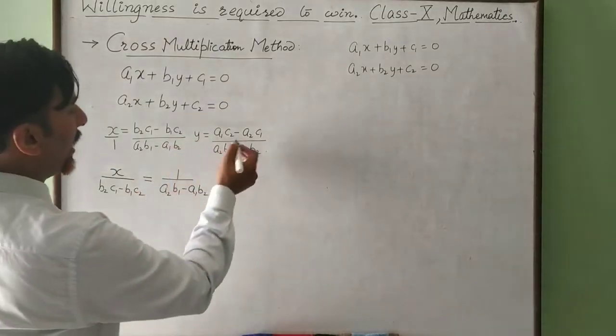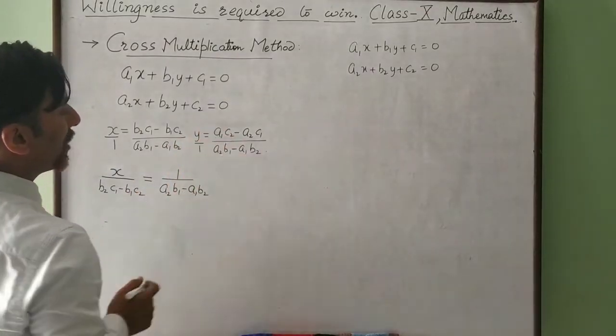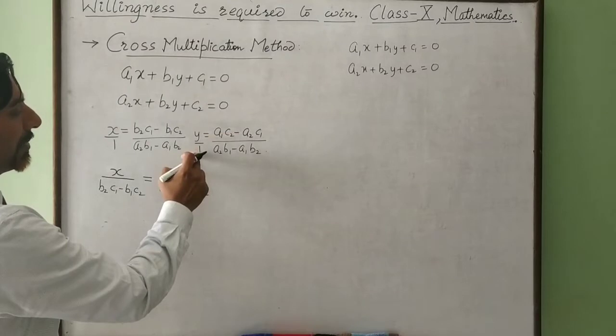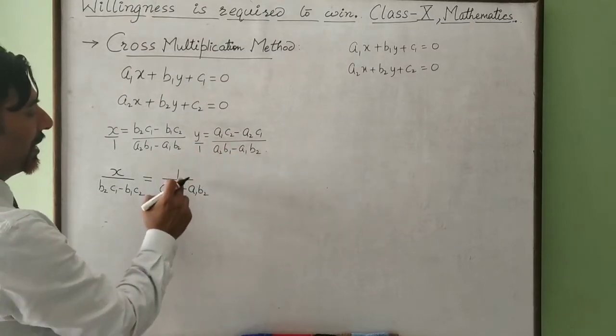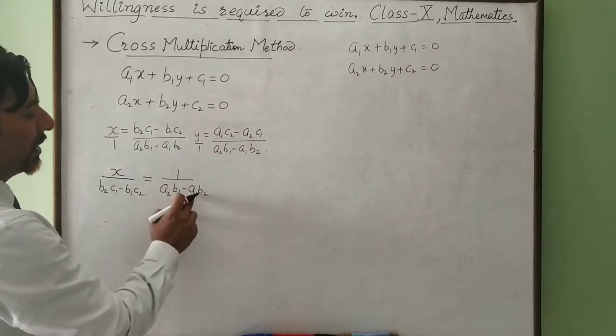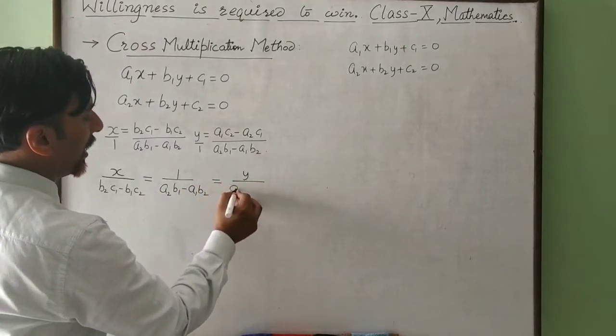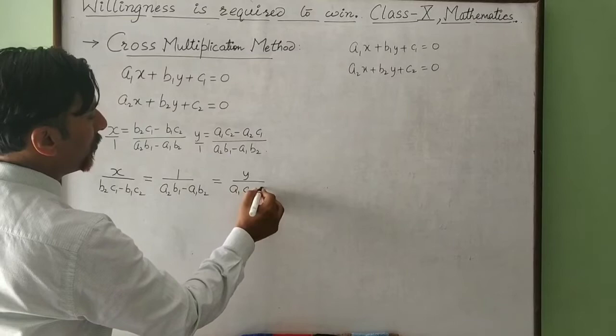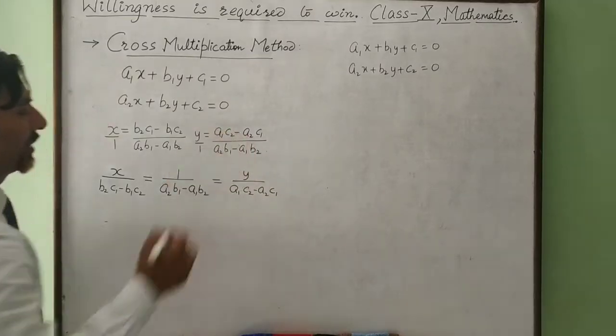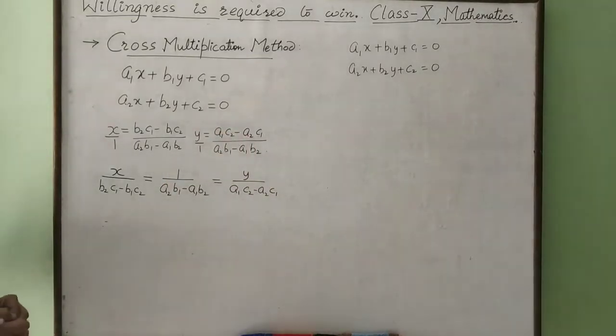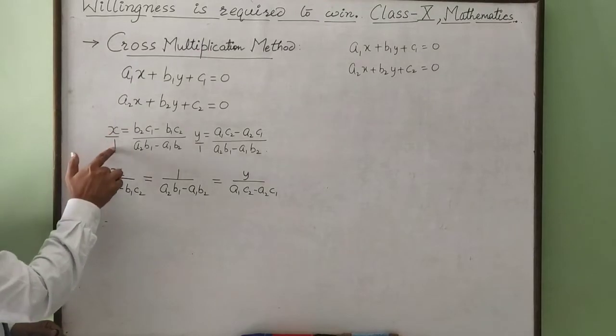In the same way, here also if I write y upon 1, this will come in the denominator and I'll have 1 upon a2 b1 minus a1 b2. So I can write it like this: y upon a1 c2 minus a2 c1. I hope you have understood this. What I have done is written it as x upon 1.